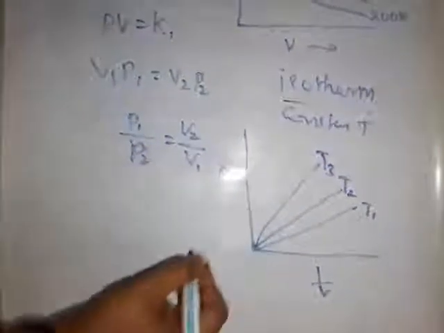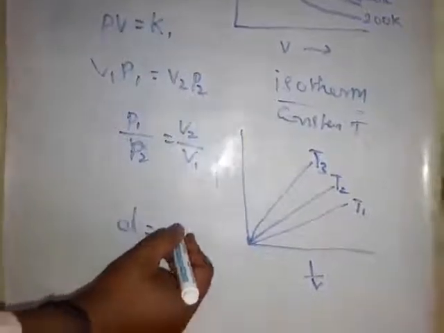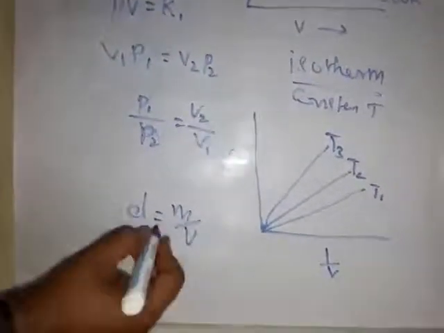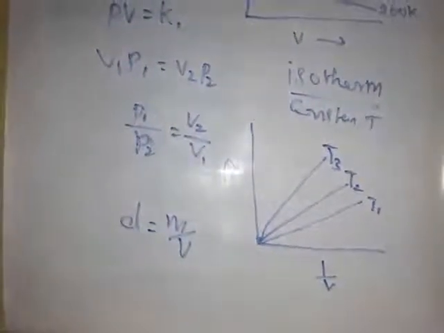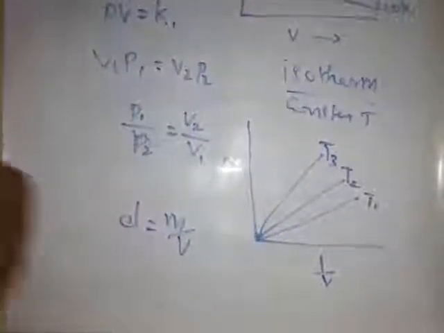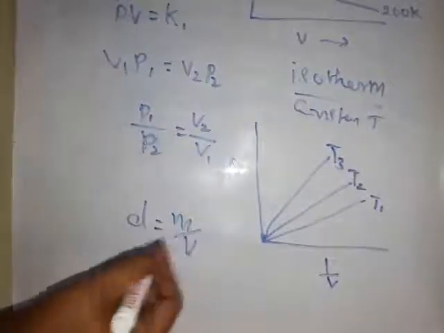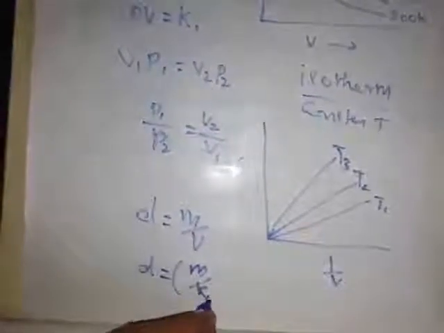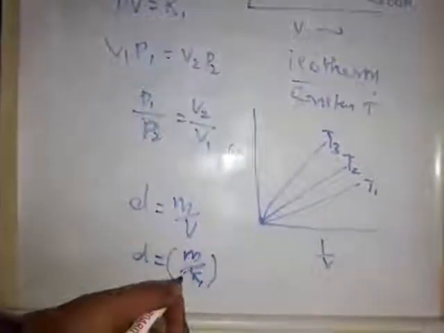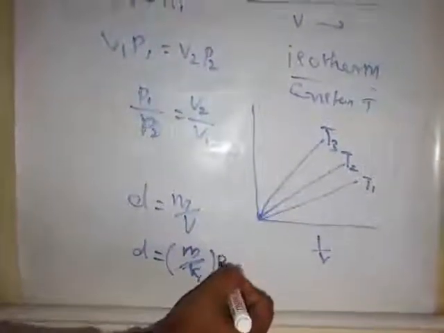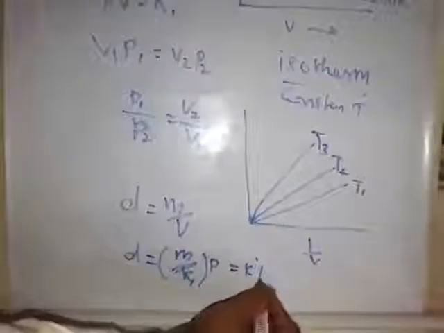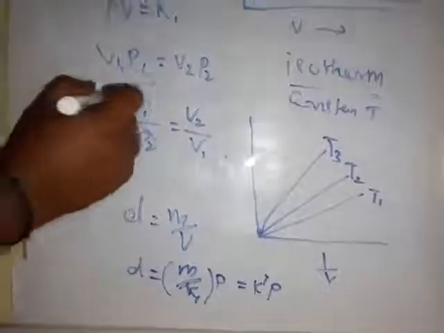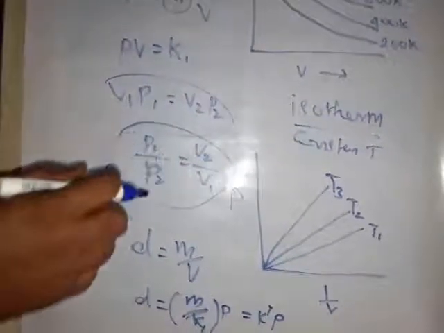So here the density is D, and density is related to the mass and volume, so D is equal to m by V. Density is equal to mass by volume. Using the Boyle's law equation, we get D equal to m by K1, and that relates to K dash P. So this is the relation from Boyle's law. We can use this formula to solve some numerical problems.